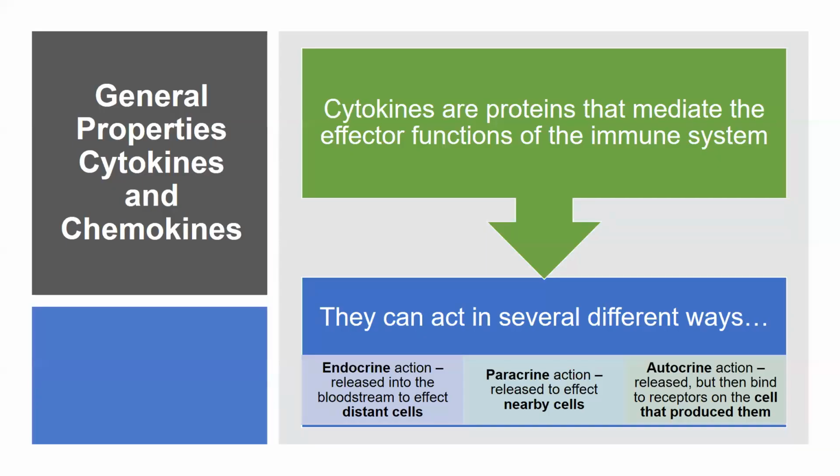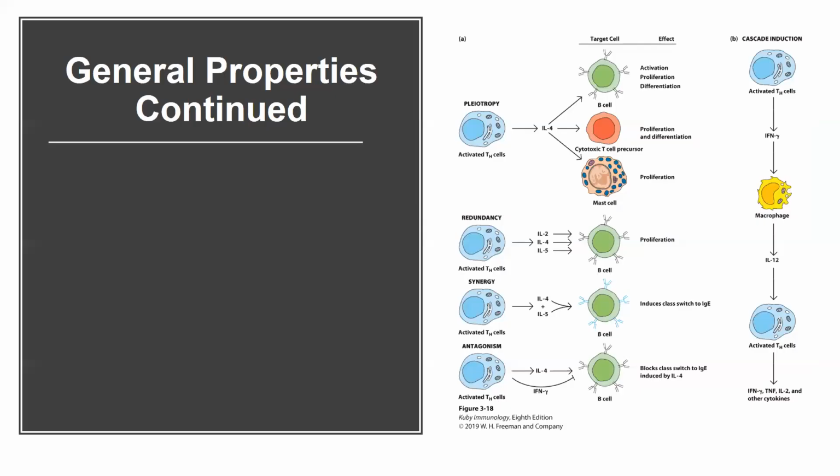Cytokines are proteins. They can act as endocrines, so they can act in the blood. They can act as paracrines, released to affect nearby cells, and they can act as autocrines to essentially affect the cells that release them. So they can act in all three ways.